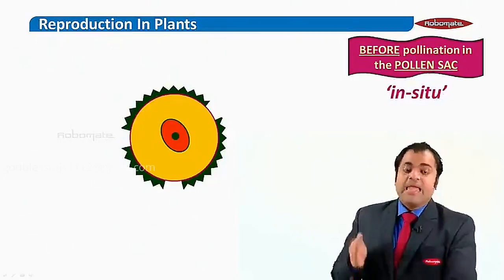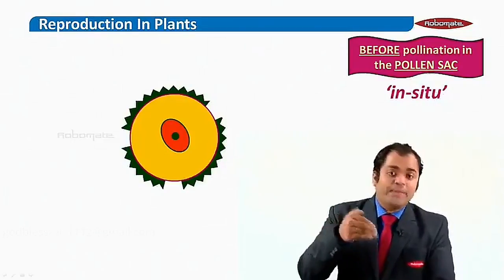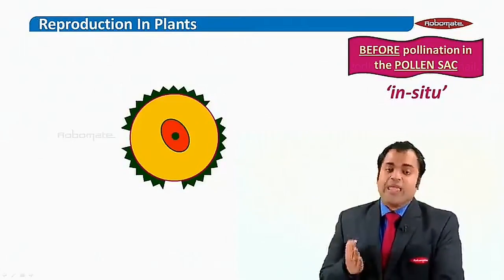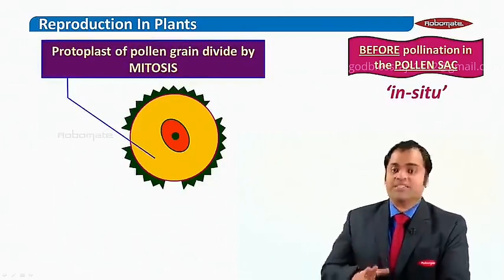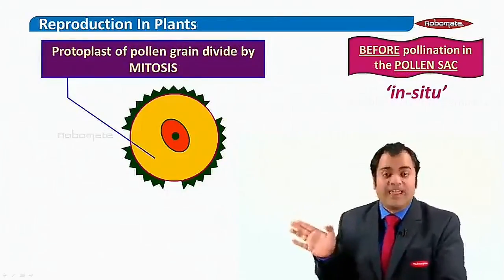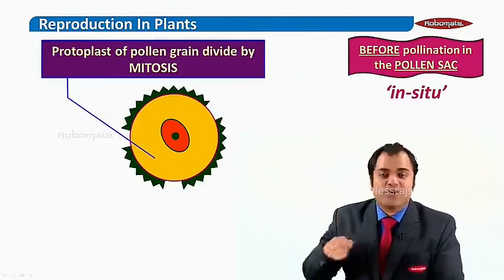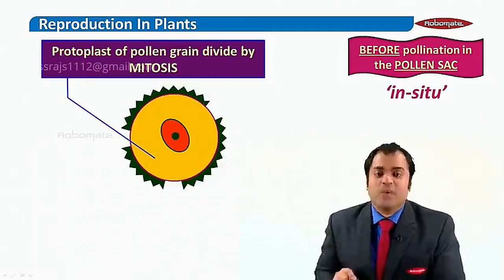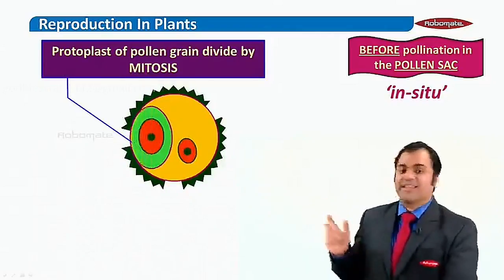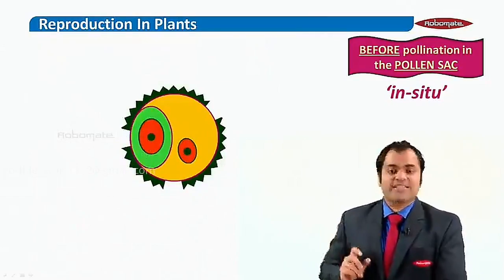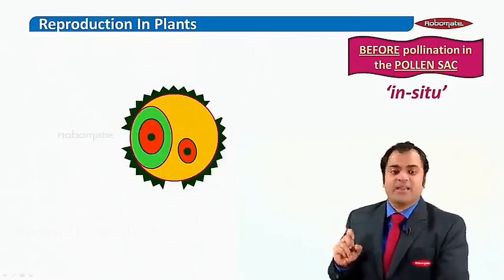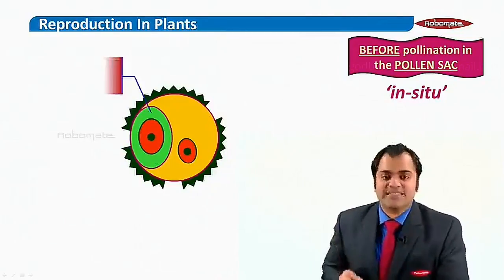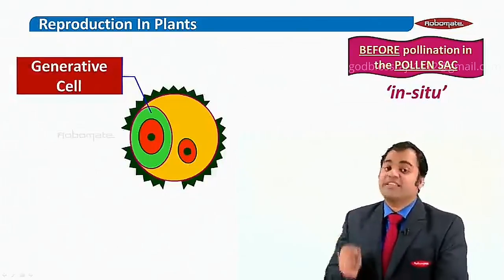Now, when I say development in the pollen sac, I can also say in situ, right? So in situ, what you see is the protoplast of the pollen grain divides by mitosis. And you know, when mitosis takes place, you will end up with two cells, something like this. You have two cells here. One is that green colored cell, and the other one is a yellow colored cell. Yes? Now this small cell is called the generative cell.